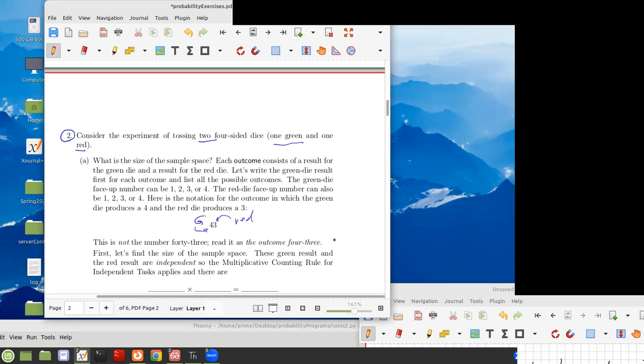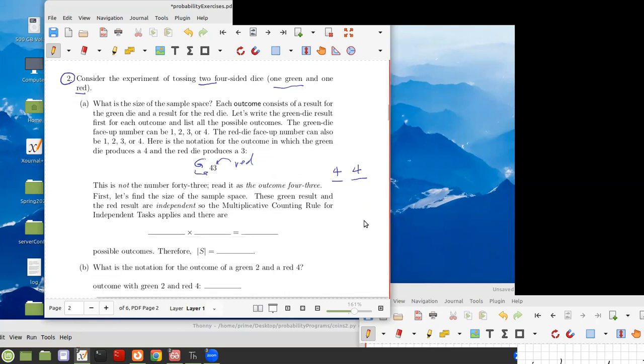Okay, so let's find the size of the sample space. Well, I have 2 slots here. Let's see, how can I make any outcome? Well, there's 4 choices for the red die and 4 choices for the green die. So they're independent choices. So in our counting, we'd have 4 times 4 equals 16. So this sample space is 16.